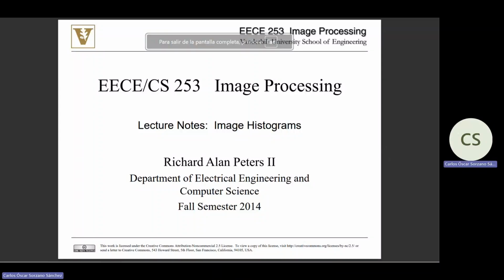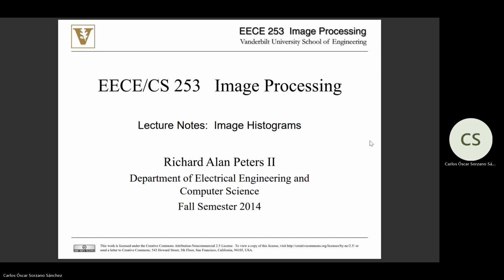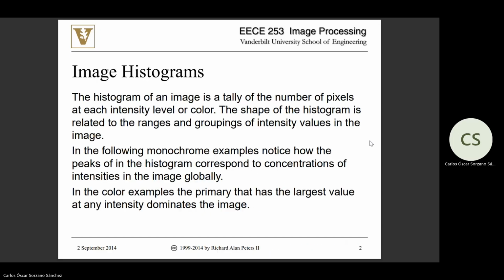Okay, so let's continue with the next lecture, that is image histograms, which is one of the most basic operations that you can do in images. It is the first one that you will see during the course. An image histogram is simply counting how many times we have seen a particular gray value or a particular intensity value in one of the channels.